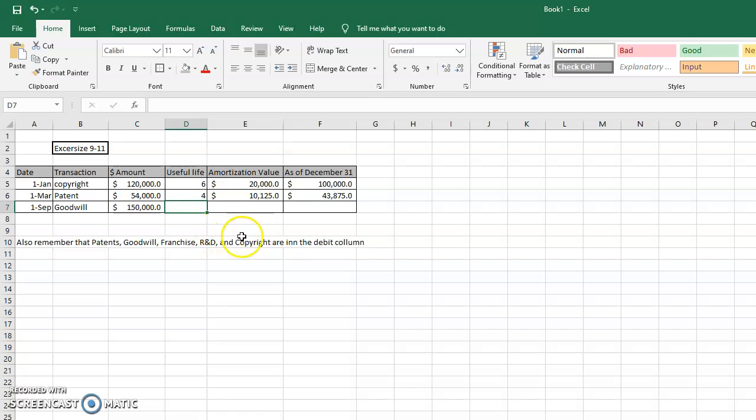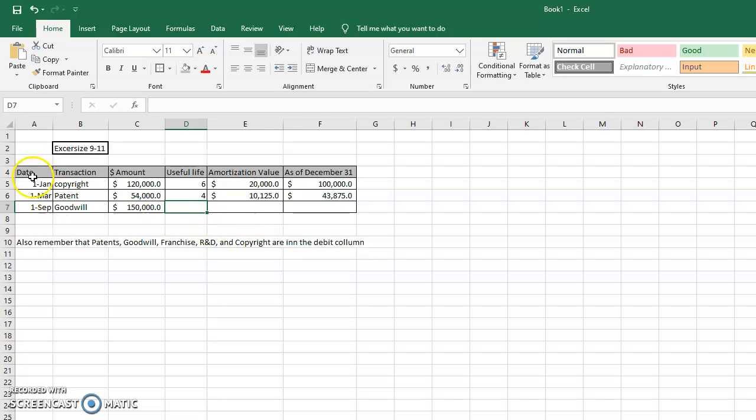And then goodwill. Goodwill is indefinite, and it's only recorded when buying a business, but it does say purchased a small company and recorded goodwill of $150,000. Its useful life is indefinite. But in reading the text, you do not need to amortize goodwill, so you leave it as is.